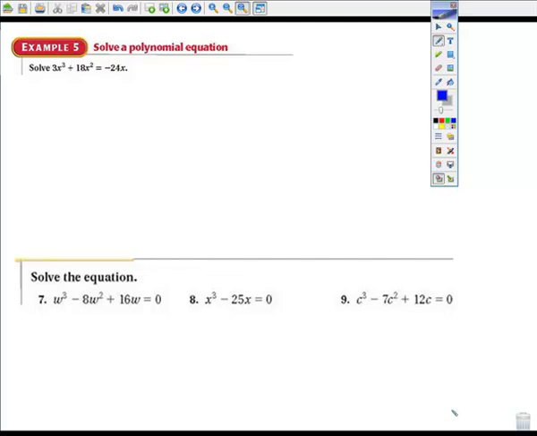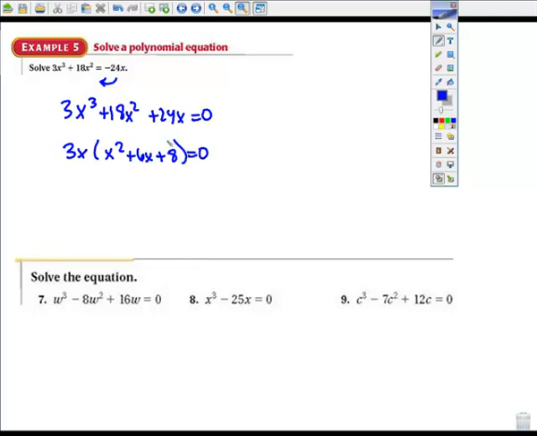Now we have to solve them. Remember, to solve them, nothing has changed. We still have to set it equal to 0. So for this first one, I'll go 3x cubed plus 18x squared, I'll add the 24x and set it to 0. Now I want to go ahead and factor out the greatest common monomial factor, which is a 3x. This ends up giving me x squared plus 6x plus 8 equals 0.